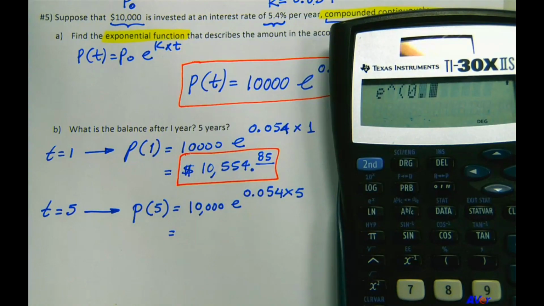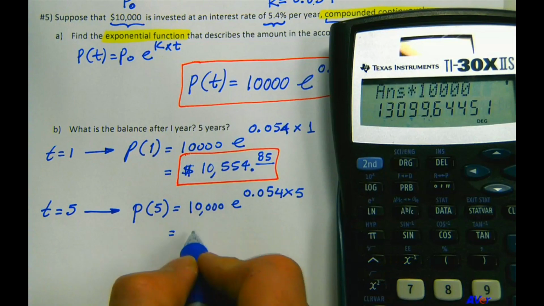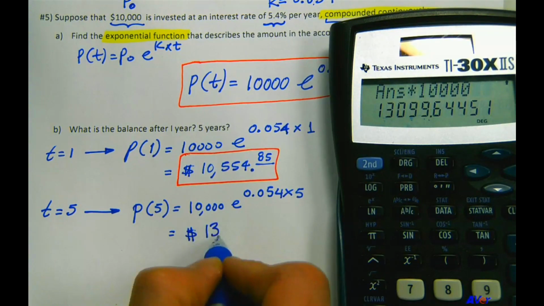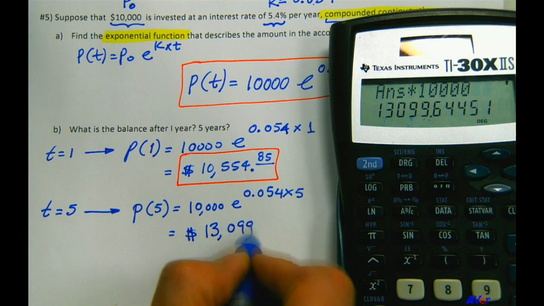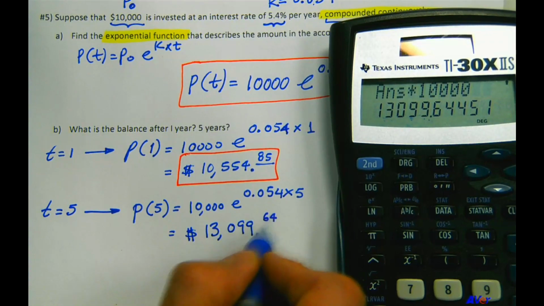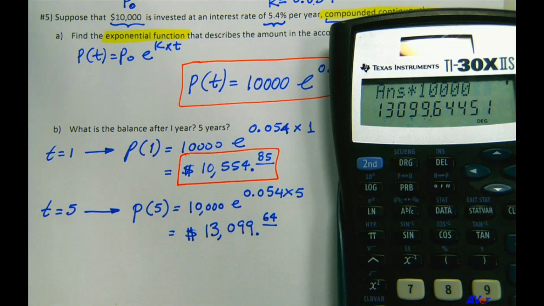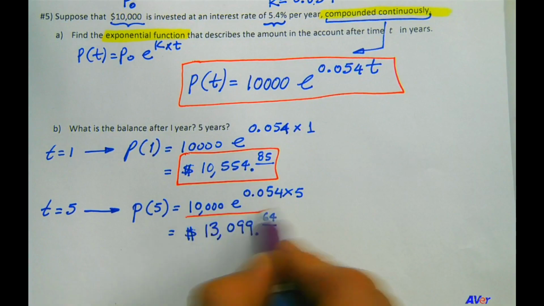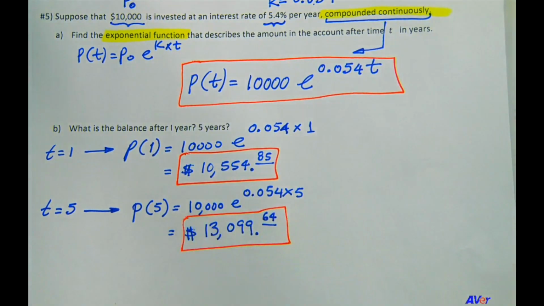So 0.054 times 5, close the parentheses. There's the quantity, multiplied back by 10,000. And there we have it. We have 13,099.64. Okay. I hope this matches what you have.